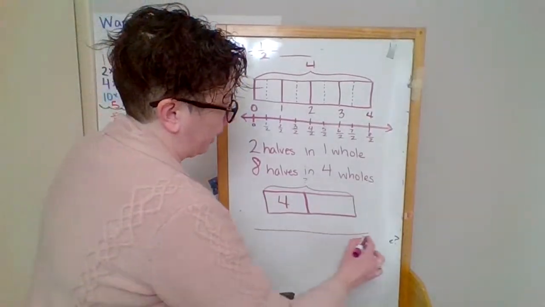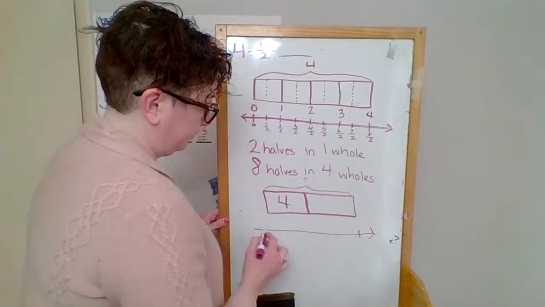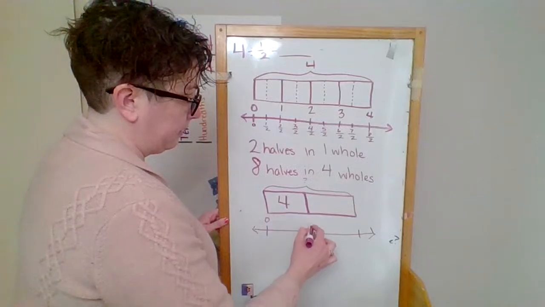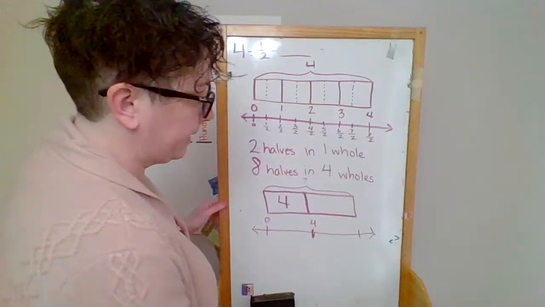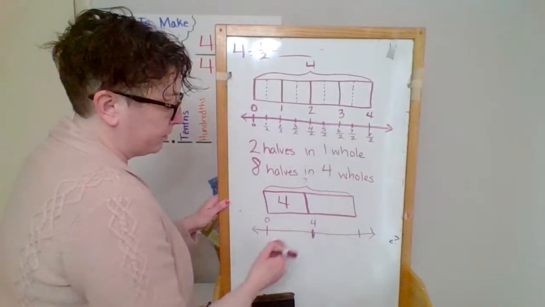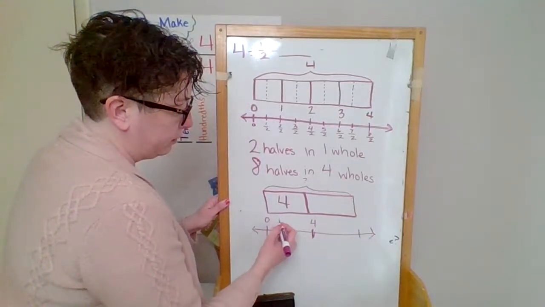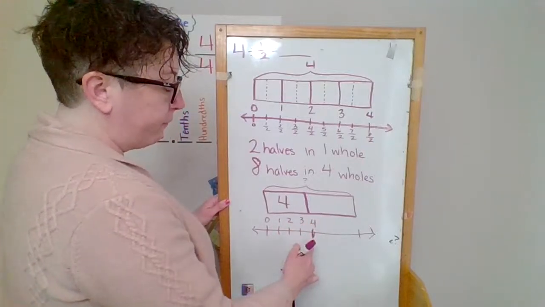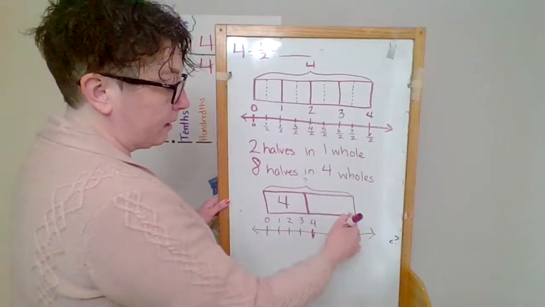So on a number line, I would have 0. This is 4. Sorry for that messy line. And then this would be, well, I have to figure it out. So from 0 to 4, I have 1, 2, 3. If this is 4 and that's halfway, I'm going to double it.